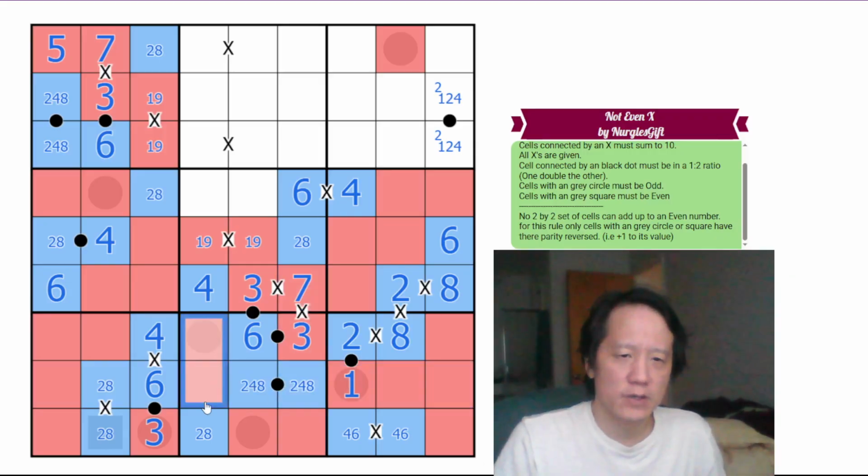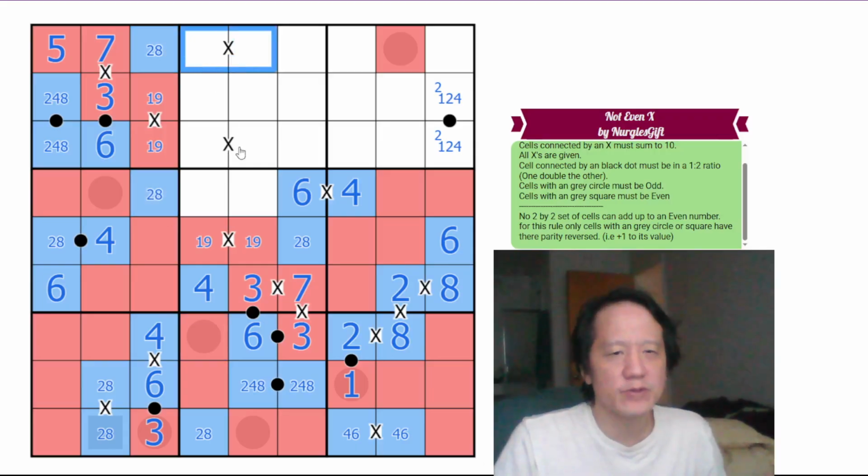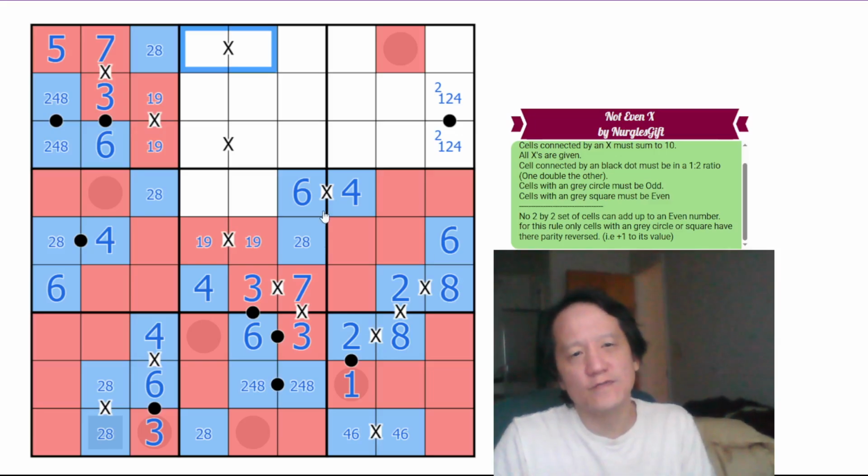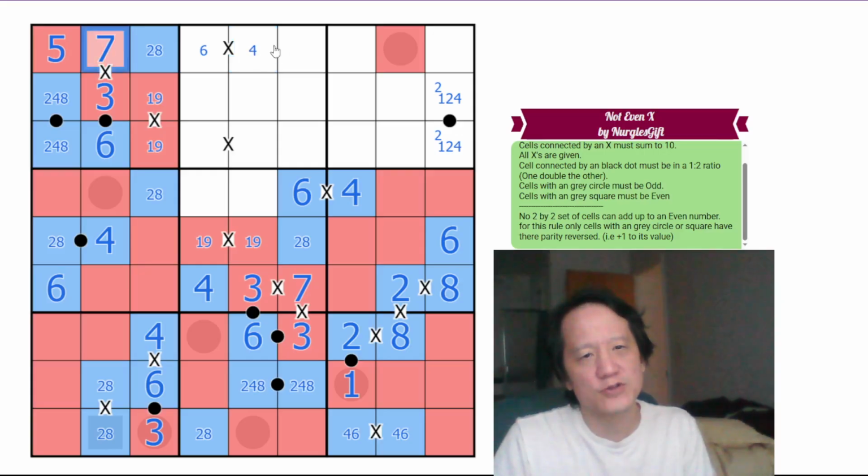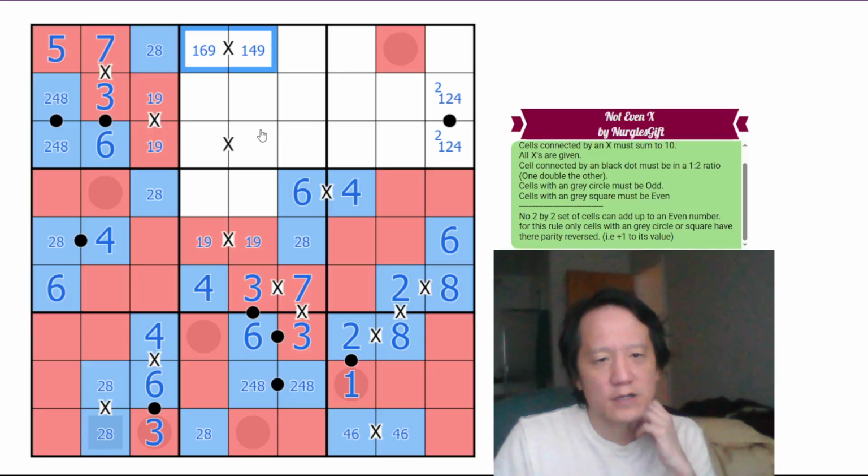7 cannot be here. One of these is 4. It's 2, 8 pair. 2, 8, 2, 8. This cannot be a 2, 8 pair. So it could be 4 and 6, but this can't be 4 and that can't be 6. It can't be 3, 7, so it could also be 1, 9. So those are the possibilities.